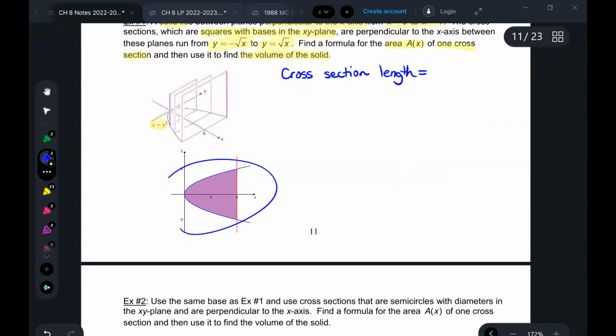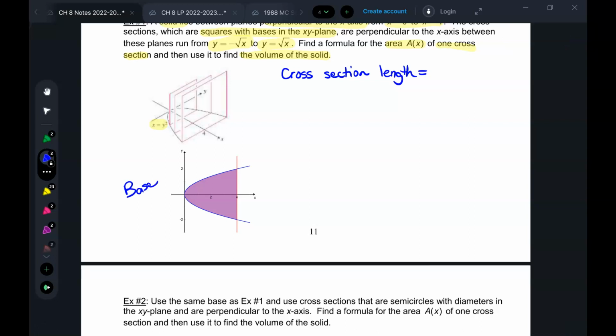Okay, this is right here, that's our base. So when we think of the base, that's our 2-dimension, and then we want to work with that to come up with a formula. So if I were to go from root x to negative root x, what's the length of one cross section? 2 root x. Right? Root x minus negative root x gives us 2 root x.